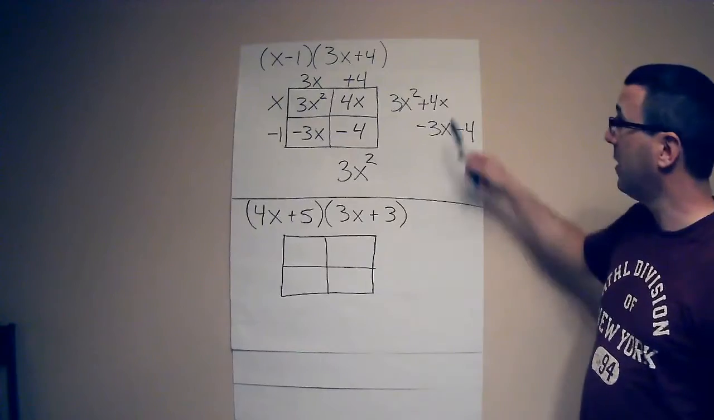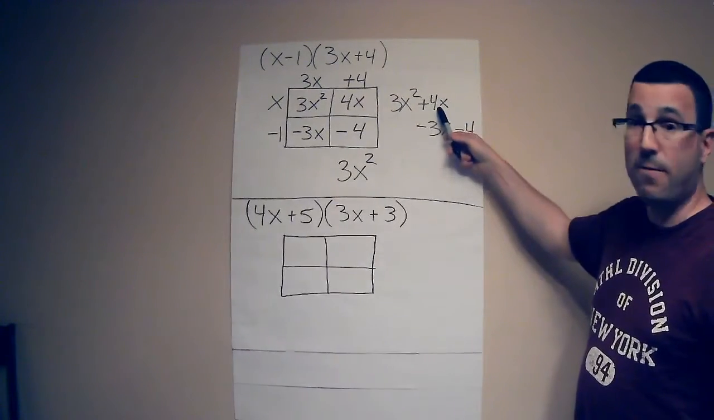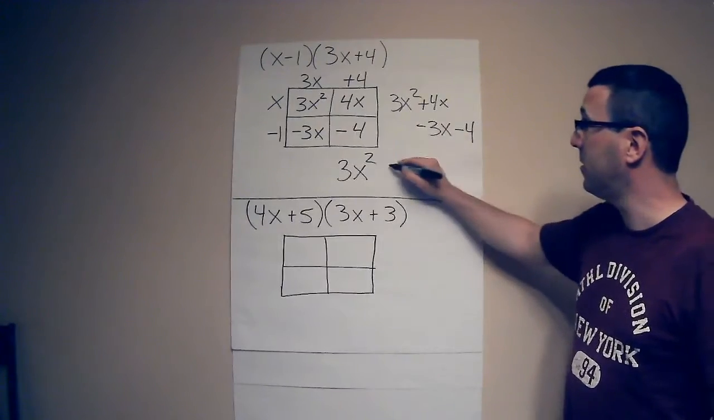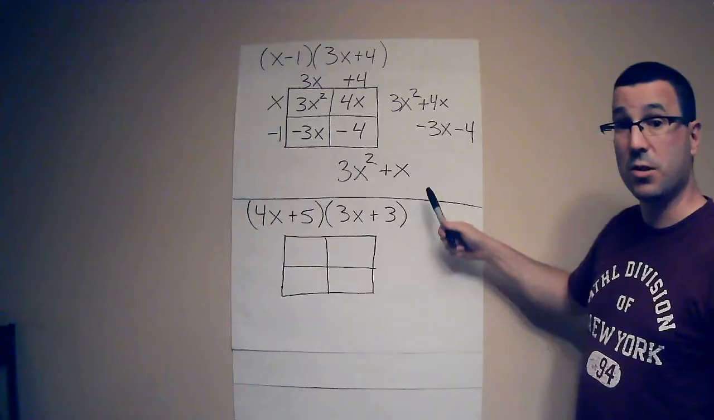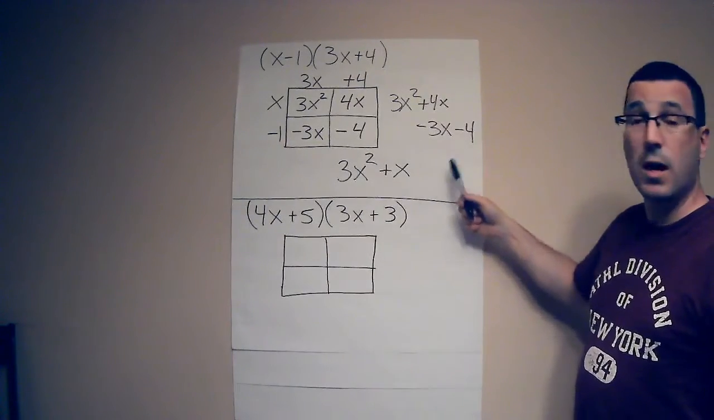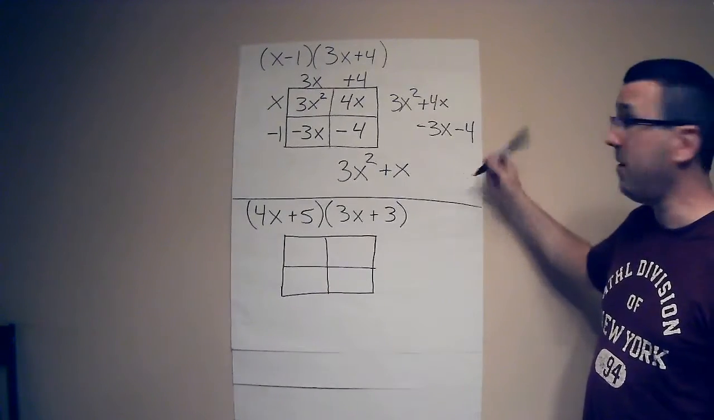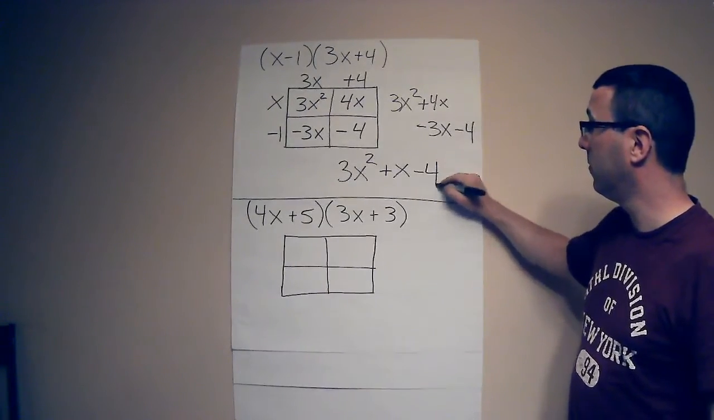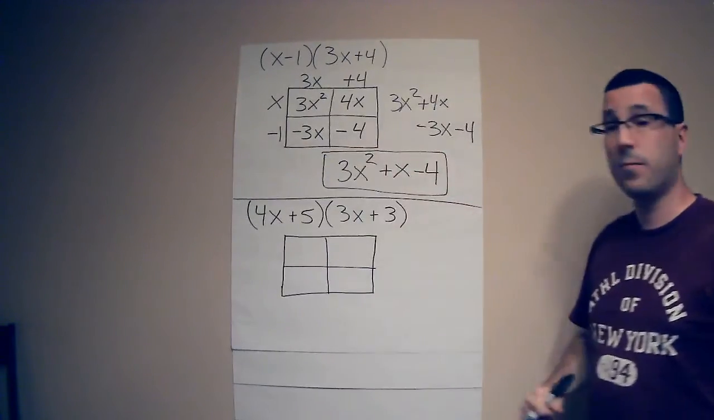squared, 4x minus 3x. I have 4 x's, I take away 3 x's, I'm only going to have 1 x, which in this case I'm just going to write as x, no 1 in front of it. And then the -4, that's the only constant we have here. That's our answer.